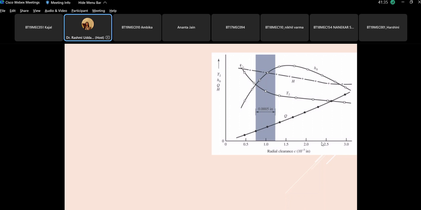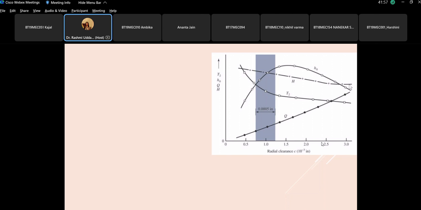When the clearance is less, more amount of heat is generated. As the clearance increases, the amount of heat generated goes down. And if the amount of heat generated goes down, the oil temperature will also go down. So this is heat generated versus clearance. This is the temperature of oil leaving the bearing versus clearance.